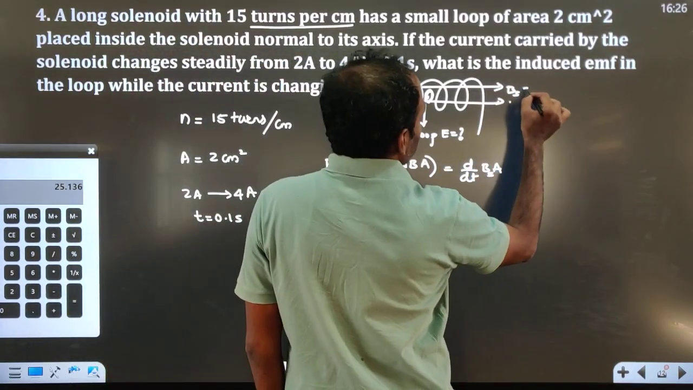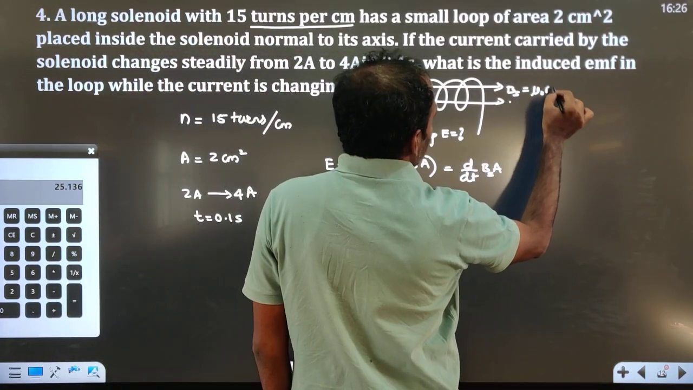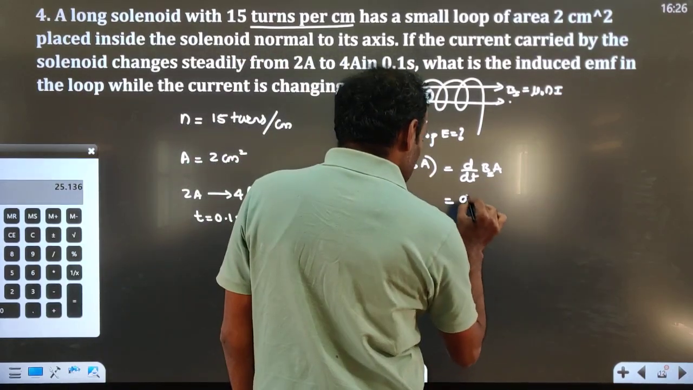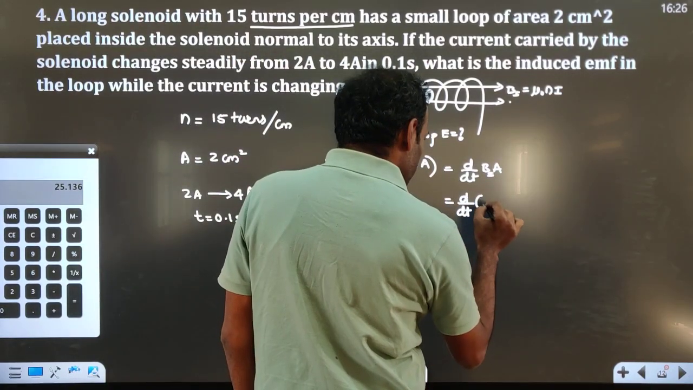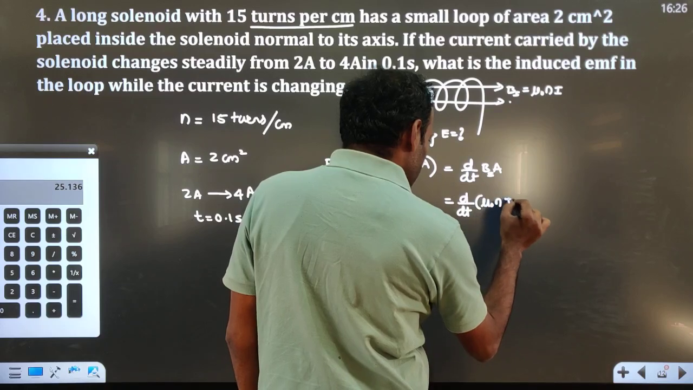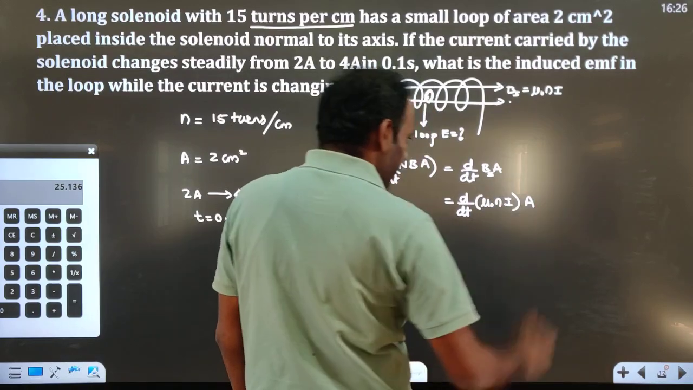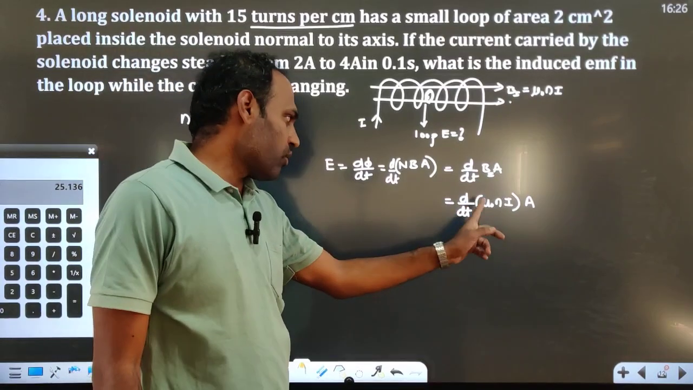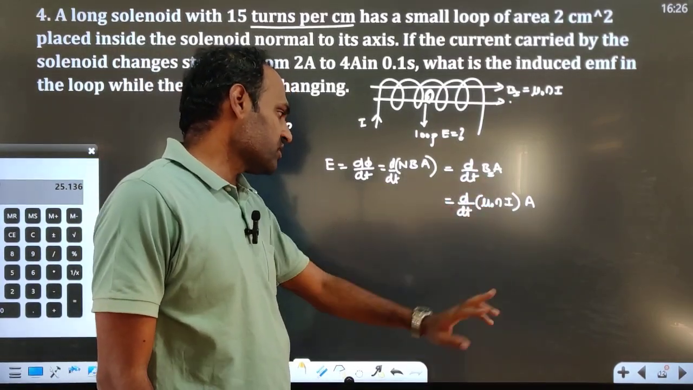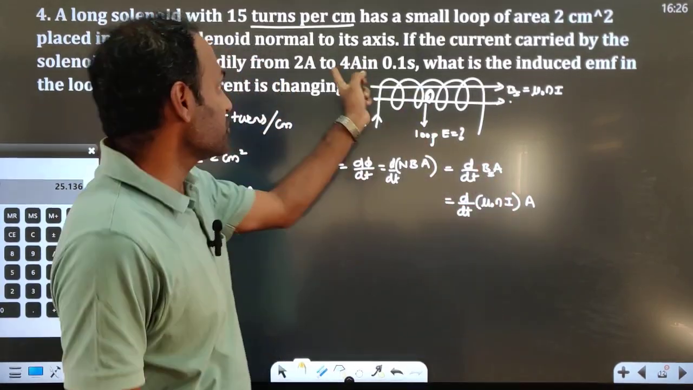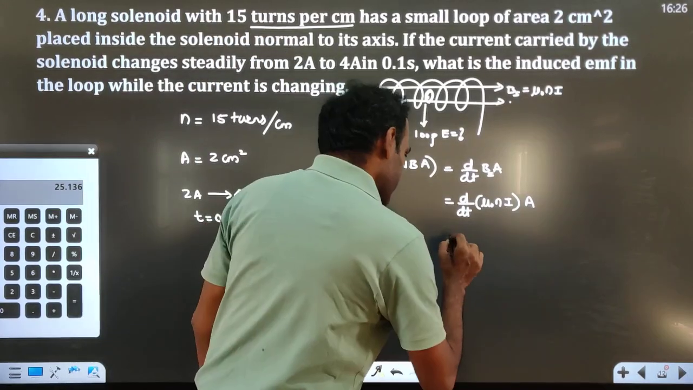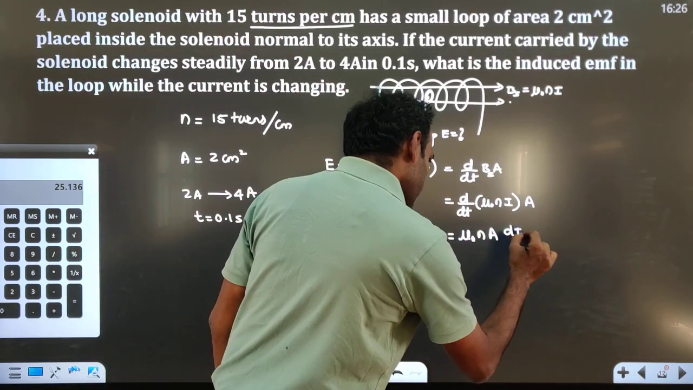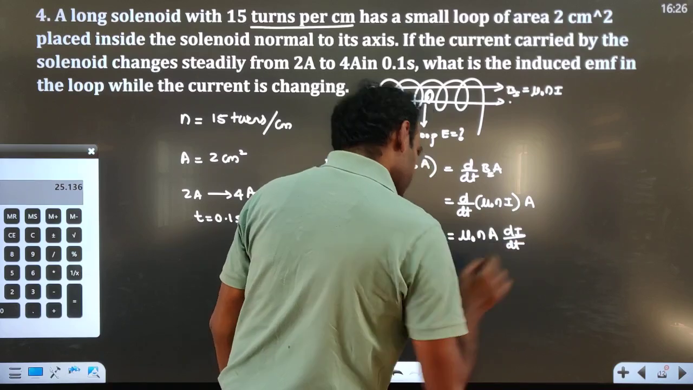What is the expression for the solenoid's magnetic field? It is mu naught n i. That is what I will substitute here. d by dt of the magnetic field of the solenoid, mu naught n i, into area. Among these things, what is changing? Mu naught is already constant, n is number of turns per unit length, and the area is constant. Current is changing, so I can write it like this now: mu naught n into A into di divided by dt.